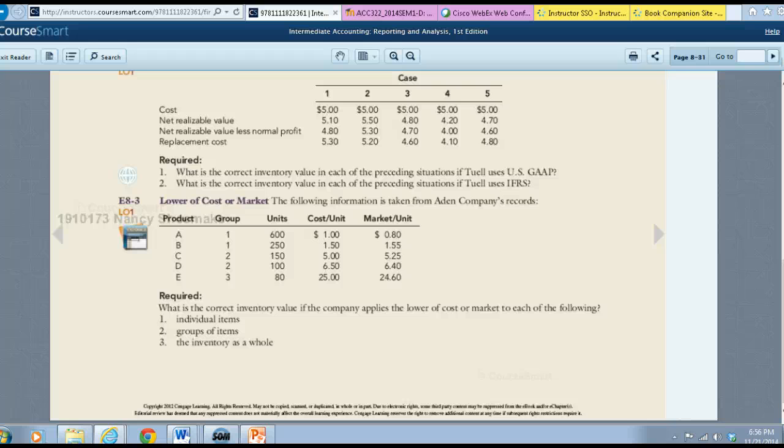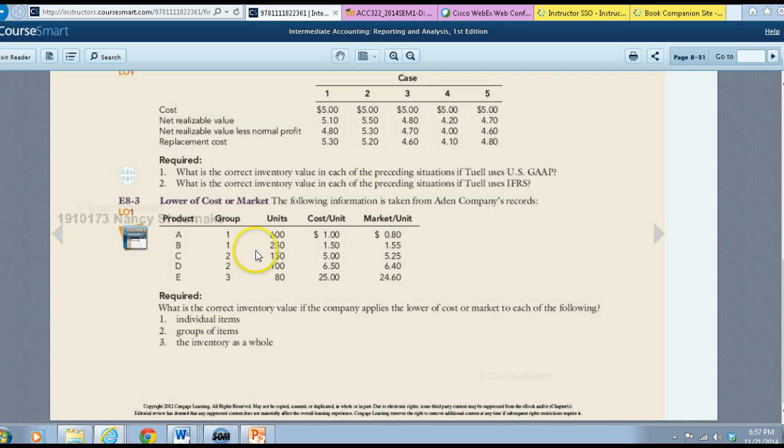What is the correct inventory value if the company applies the lower of cost or market to each of the following? So the first thing we're going to do is take each individual item and apply it. Then from there we'll take the group, and then from there the inventory. So as you see here, we've got the product, the group. Here in units, we've got the cost per unit and our market value per unit.